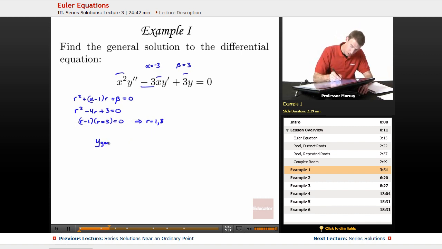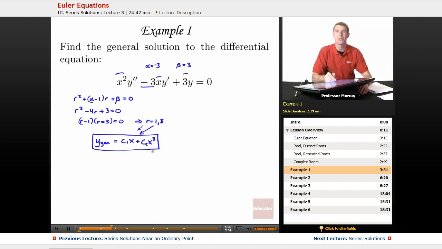The general solution is c1 times x to the 1. So I'll just write x, but that's really coming from x to the 1, plus c2, x to the 3, or x cubed. And that's it. That's our solution to the differential equation. So it's really a nice relief that these Euler equations are much easier than some of the other things we've been doing recently, like series solutions.